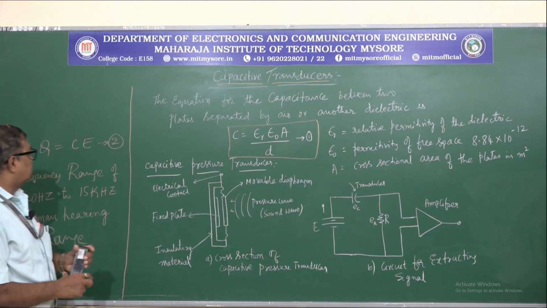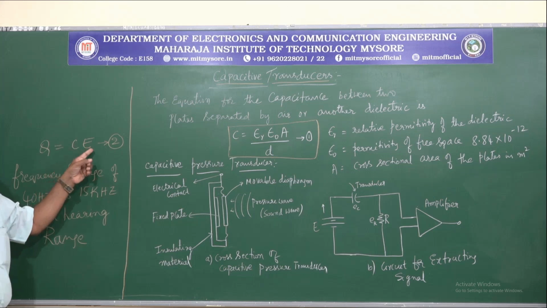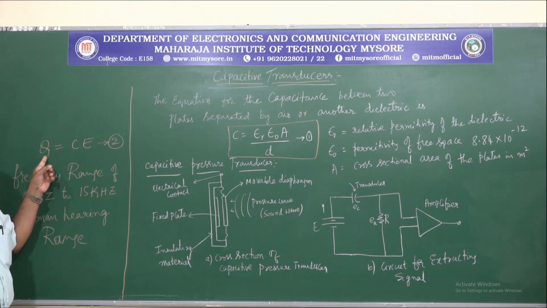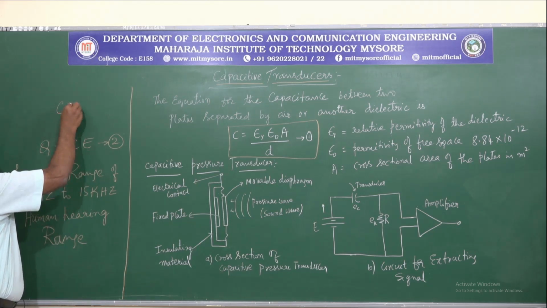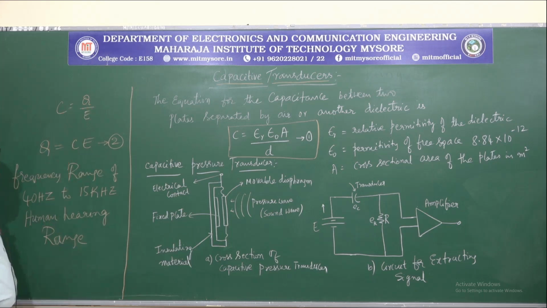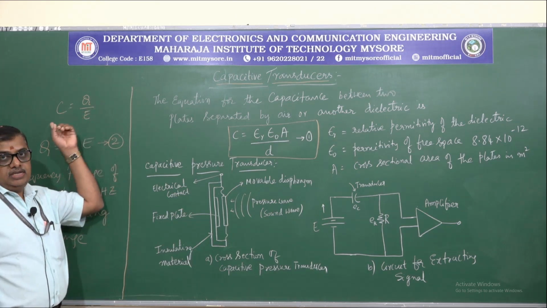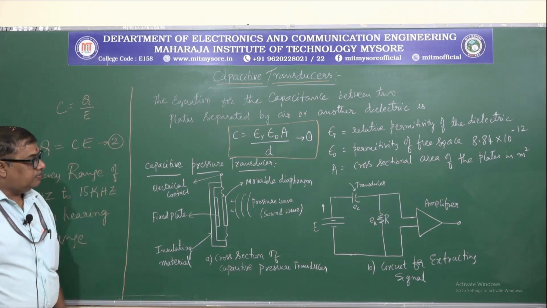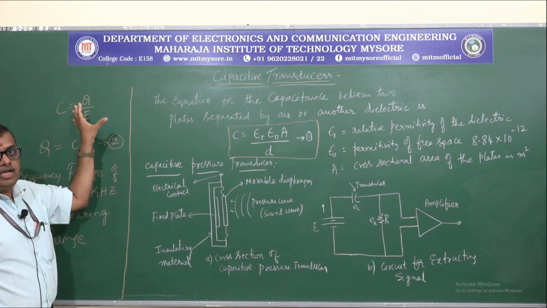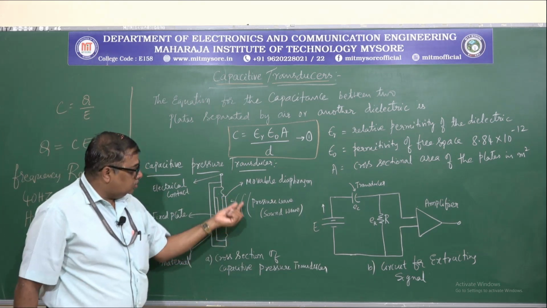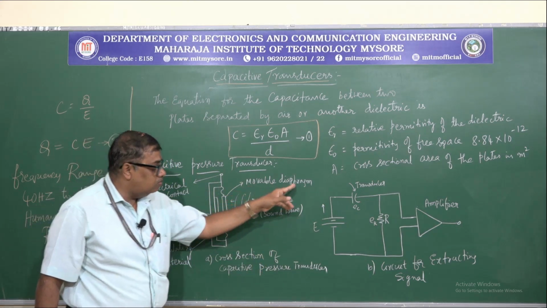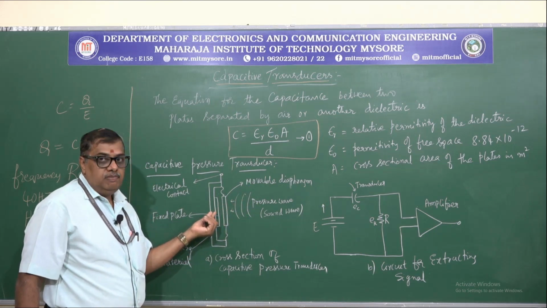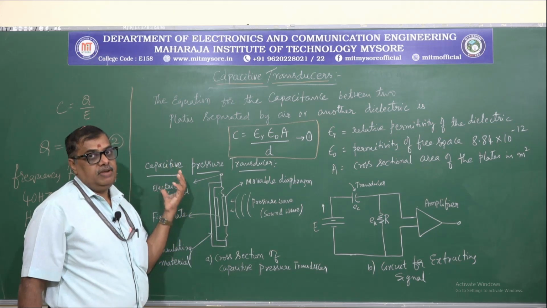Why? Because we know that Q is equal to C into E, the basic equation of a capacitor. What is Q? The charge accumulated in the capacitor. What is E? It is the electrical input. So, C is equal to Q by E. This is the basic equation we use for calculating the capacitance. As you can see in this figure, when the sound wave hits the movable diaphragm, the distance between the plates is going to vary, and that is where the capacitance changes.